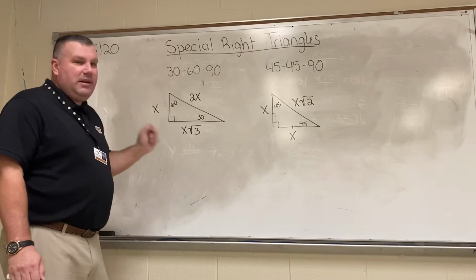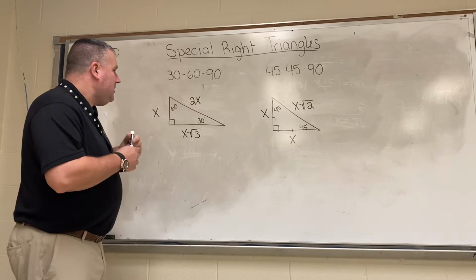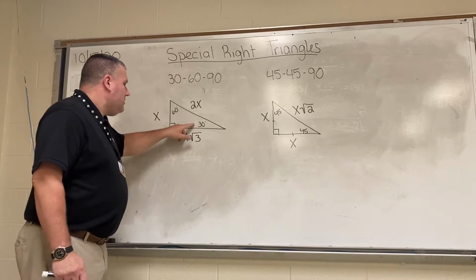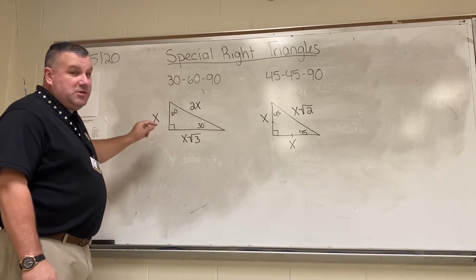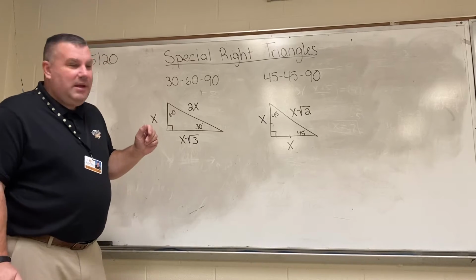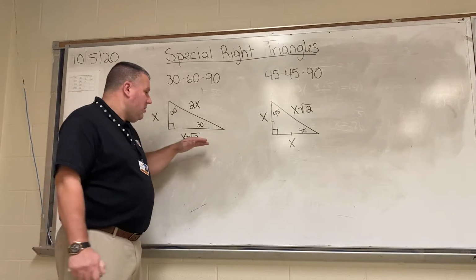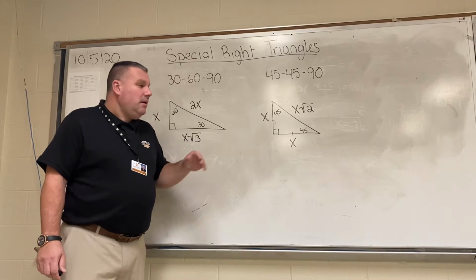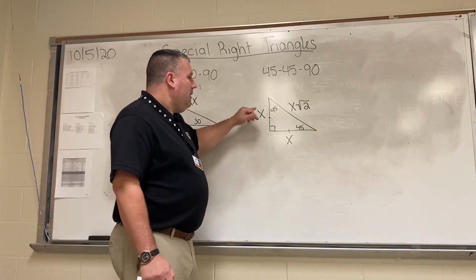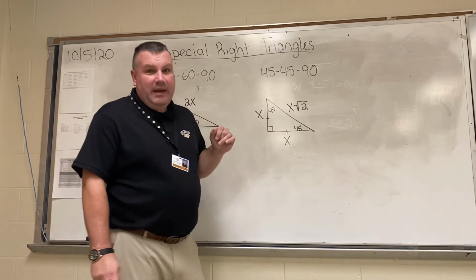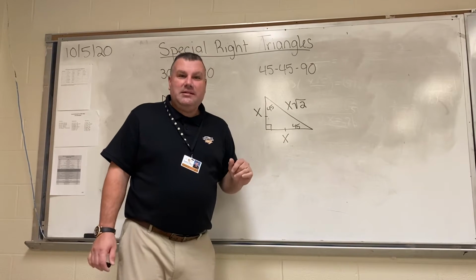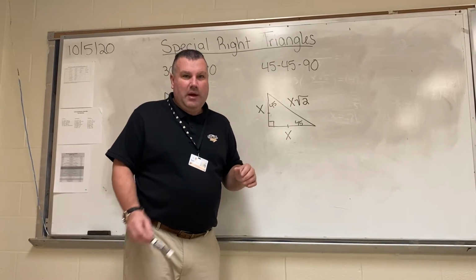For the 30, 60, 90 triangle, the hypotenuse is 2x, okay? And I'll explain how that works. The side opposite the 30-degree angle, which is the short side, is x. The side opposite the 60-degree angle is x times the square root of 3, which is also known as the long side. For the 45, 45, 90 triangle, okay, the two sides opposite the 45-degree angles, or the legs, are x. The hypotenuse is x times the square root of 2, okay?